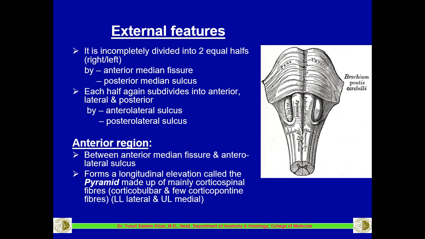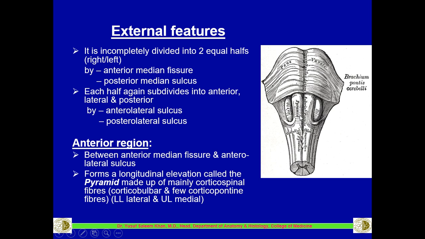This is the longitudinal elevation given by very important motor pyramids, motor fibers which are running through this area, and they form a very important structure called the pyramid, which is made up mainly of the corticospinal fibers which run from the cortex all the way into the spinal cord and to different parts of the body. Apart from that, there are also corticobulbar as well as a few corticopontine fibers present in this pyramid. Mainly it is made up of corticospinal fibers.